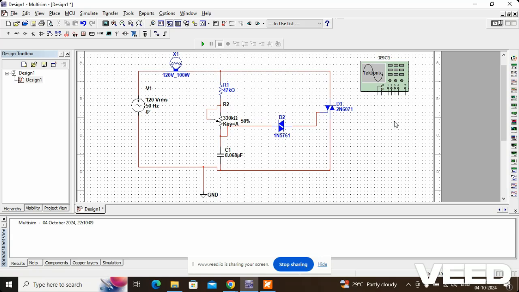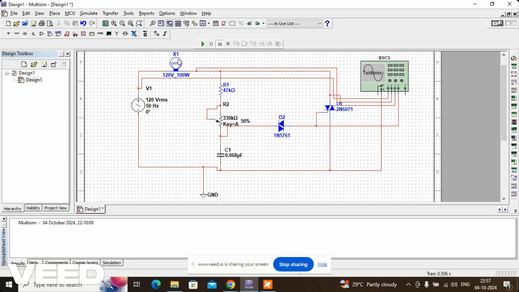Now let's see the waveforms. I am using the Tektronix DSO. First, let's check the input waveform, then the load voltage, the thyristor voltage, as well as the Diac voltage. This is a 4-terminal Tektronix oscilloscope.